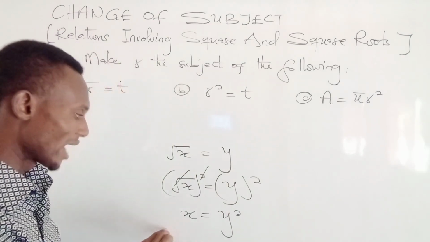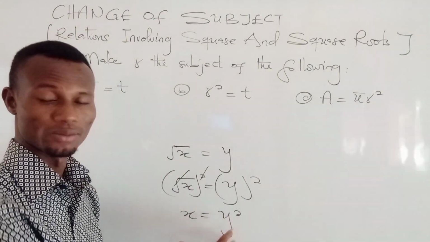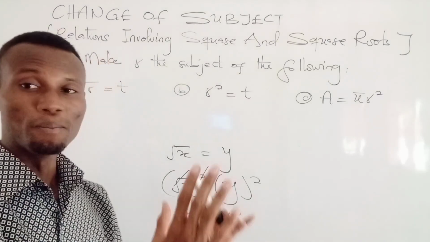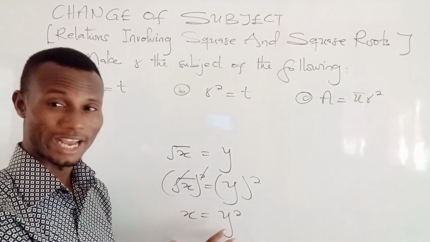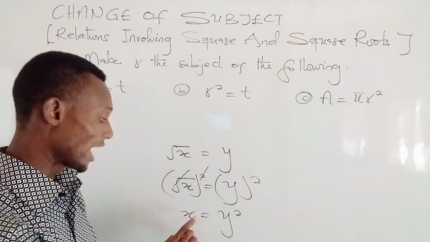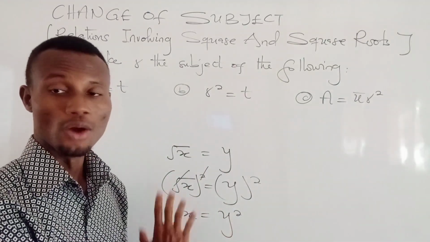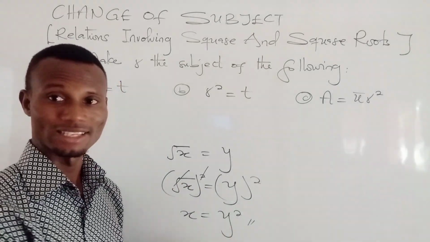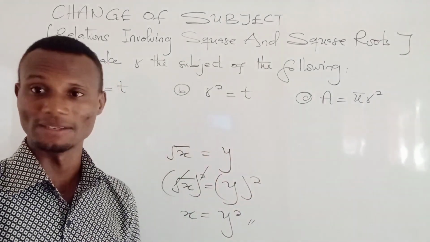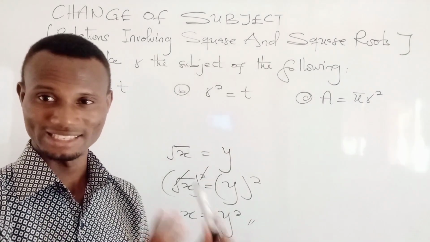Okay, so you can see that s is standing alone. Making s the subject means make s stand alone in the given equation, and you can see that s is standing alone, nothing is attached to it. We have s equals to y squared, so we've made s the subject. So this is the answer for making s the subject from this given equation. I hope the explanation is clear enough.